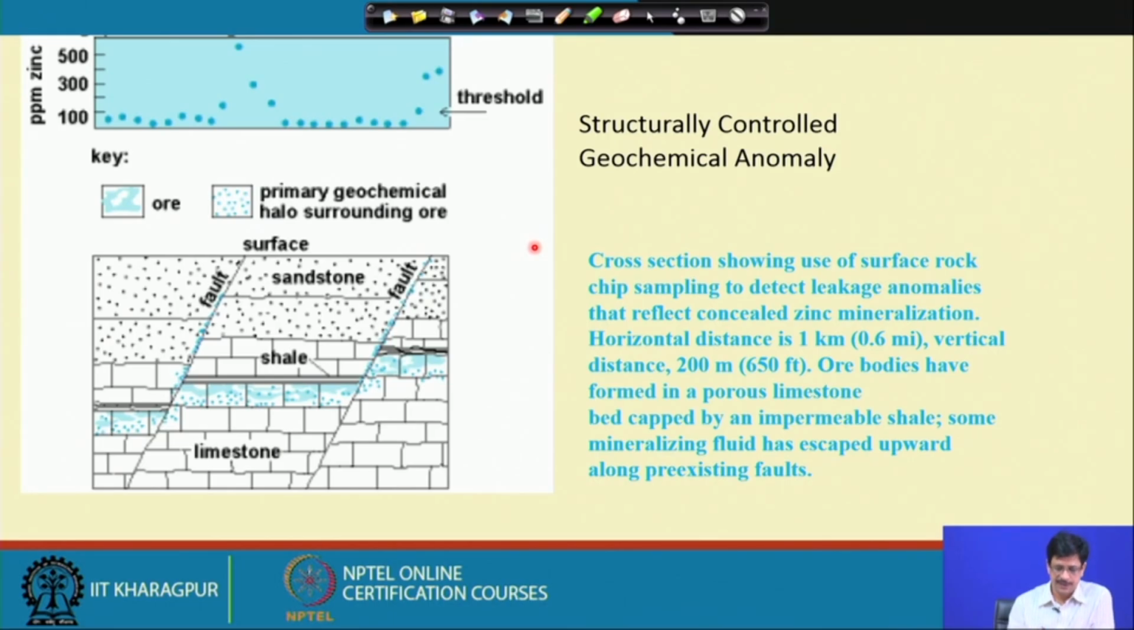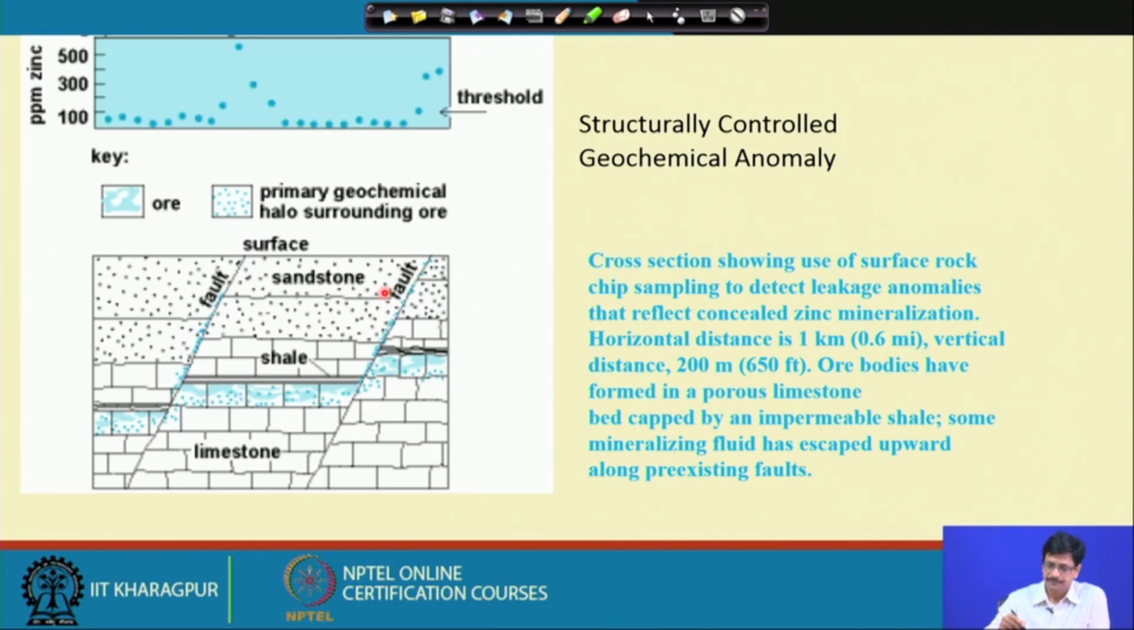So, this is a schematic section of an ore body which is there below a shale. This is the layer which is mineralized, and it is cut by a fault. If sampling is done on this particular surface, we might get some kind of anomaly here. So, these are the structural control geochemical anomalies. This cross section shows use of surface rock chip sampling to detect leakage anomalies. The elements will definitely have a higher mobility on this kind of faults and fractures, and the anomalies will become clearer.